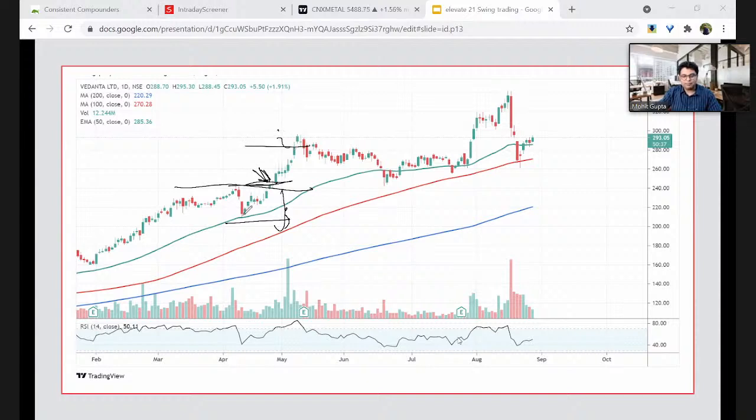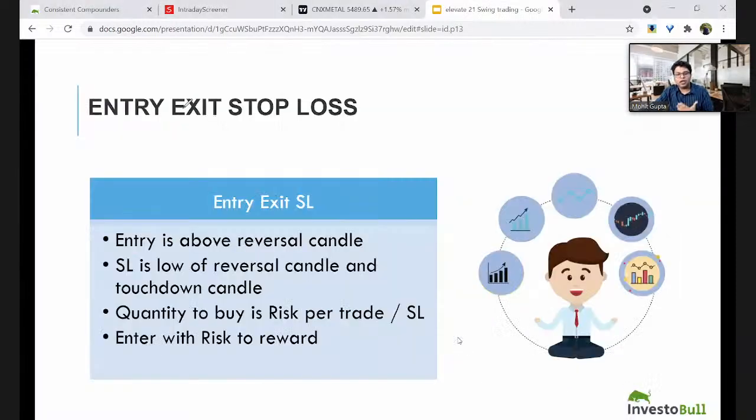But if you see, if we take a pullback entry at this point, then our stop loss has turned very small and our potential target is going to be big. So if you do pullback entry in fundamentally sound stocks, that is going to give you a very good risk to reward ratio. Your risk will be small and your potential reward will be high, right?